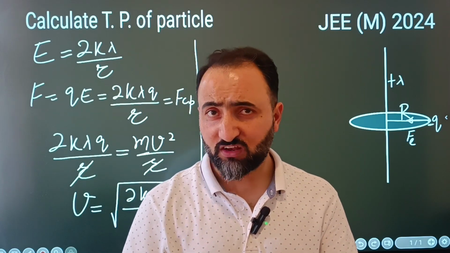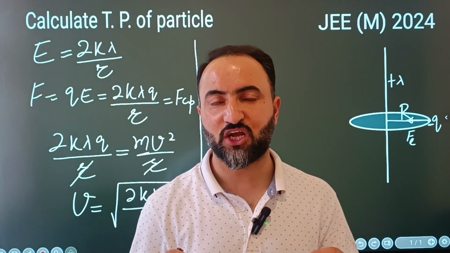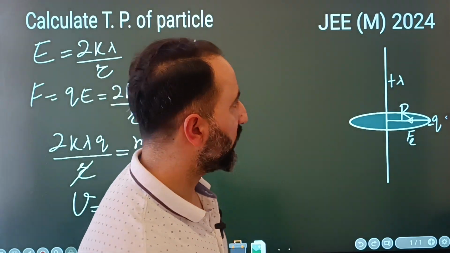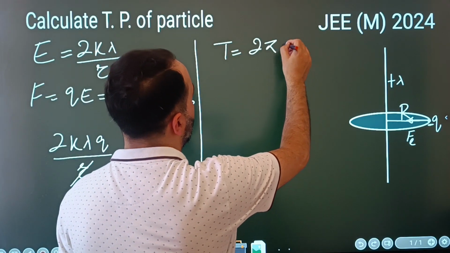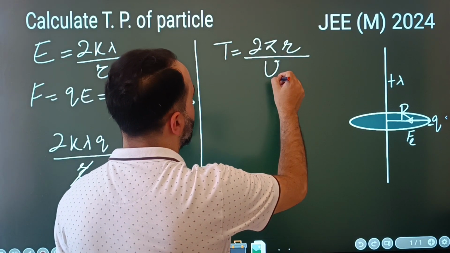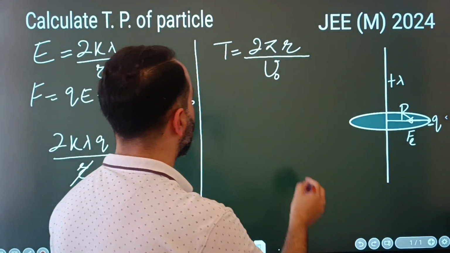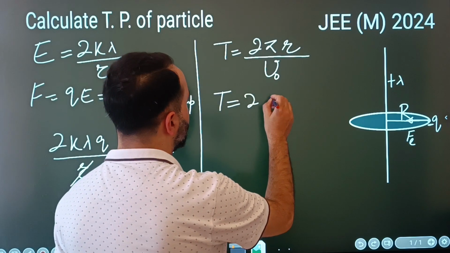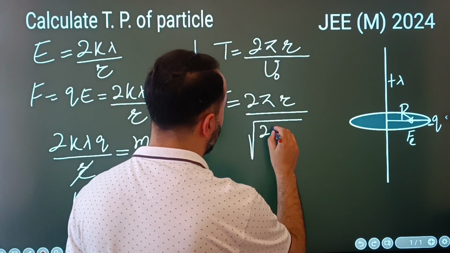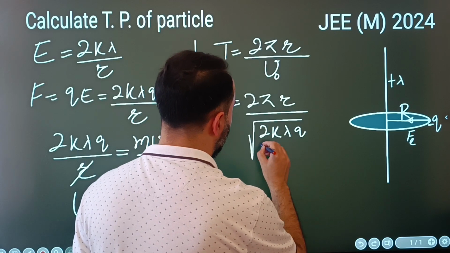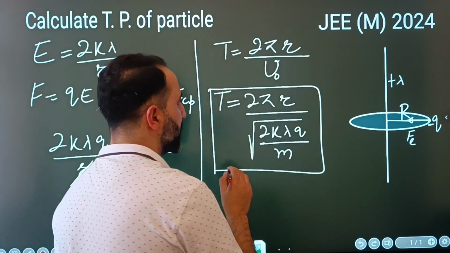But we are supposed to calculate the time period. Now what's the time period? The time taken by the charged particle to complete one full circle. Time period is equal to the circumference, which is 2 pi r, divided by the orbital speed, which is v naught. We have calculated the orbital velocity. Let's put it here. So the time period will be equal to twice pi r divided by the root of 2k lambda into q divided by m. We are done with the time period. This is the time period of the charged particle.